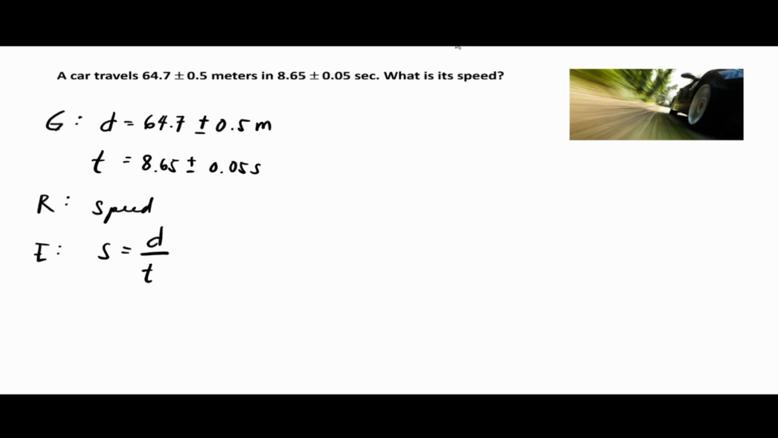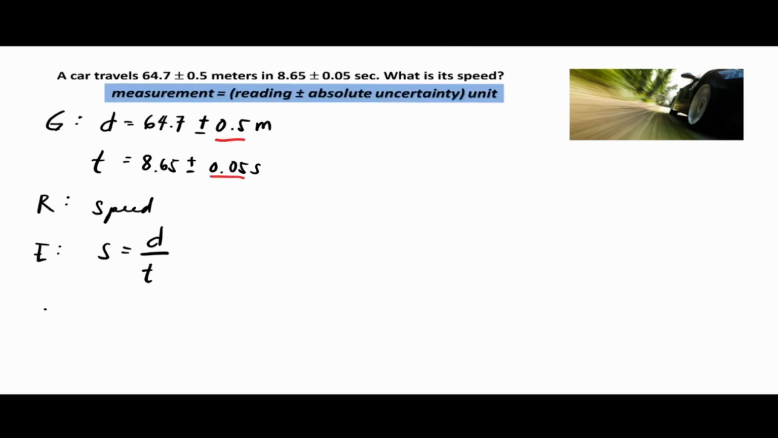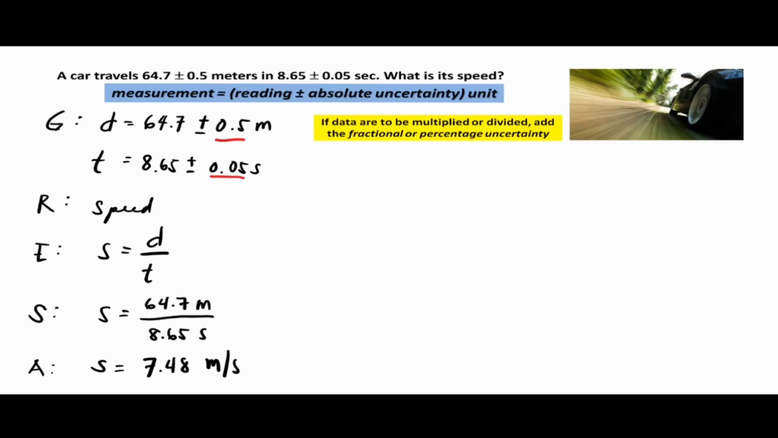So first, solve for the speed of the car using the equation speed is equal to distance divided by time. Again, our measurement is best reported as our reading plus minus the absolute uncertainty and the unit. So for our solution, we have speed is equal to 64.7 meters divided by 8.65 seconds, and the answer here is 7.48 meters per second.